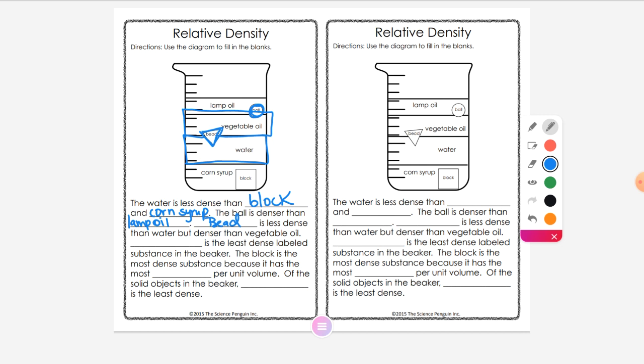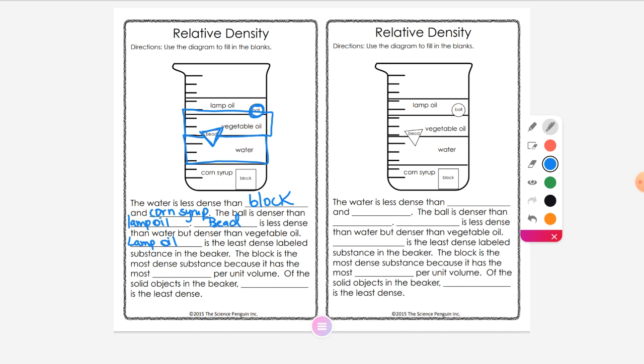Blank is the least dense labeled substance in the beaker. Lexi, what is the least dense substance in the beaker? Lamp oil. How do you know that? Because it is at the top. Good job. The block is the most dense substance because it has the most, this one's, we didn't talk about this, so we'll see what you had. Addie? Most mass, good job, per unit volume.